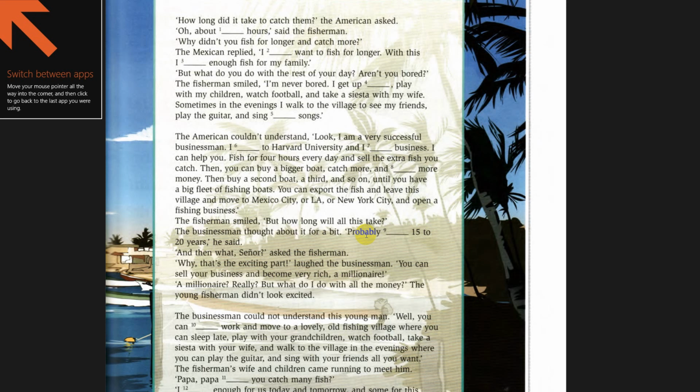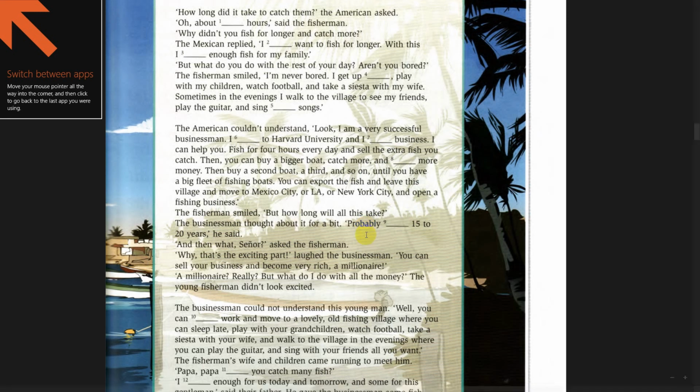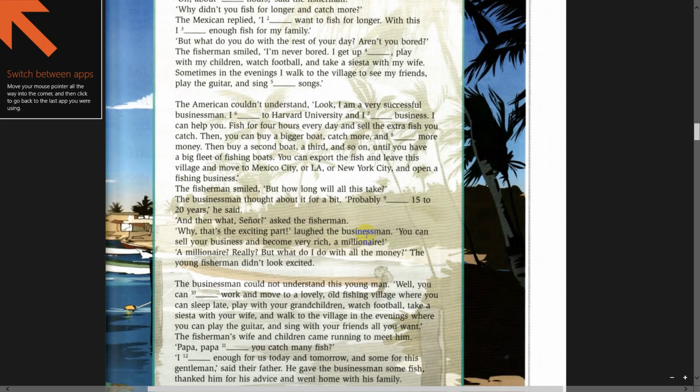Really? That's all you do? Look, I am a very successful businessman. I went to Harvard University and I study business. I can help you. Fish for 4 hours every day and sell the extra fish you catch. But then you can buy a bigger boat, catch more, and earn more money. But then buy a second boat, a third, and so on until you have a big fleet of fishing boats. And you can export the fish and leave this village and move to Mexico City or LA or New York and open a fishing business.